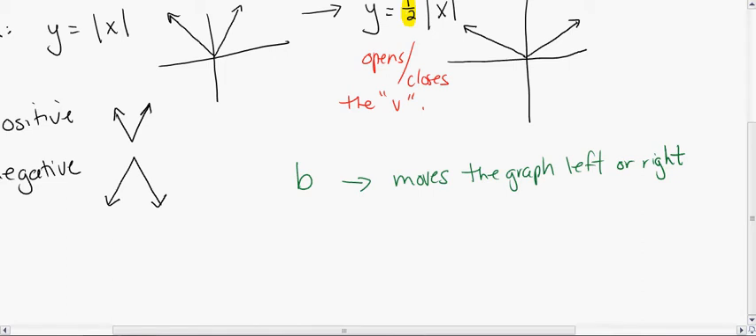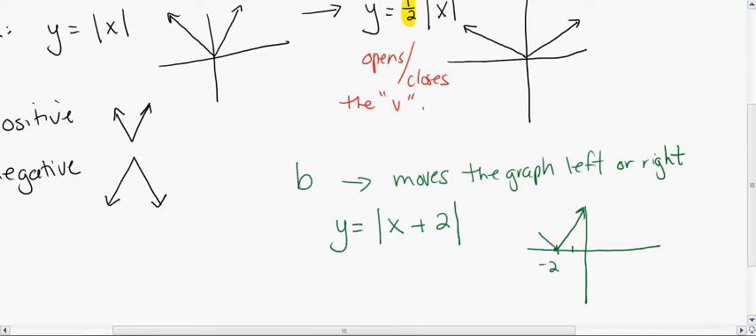So if you are adding, I'll give you an example of that one, y equals the absolute value of x plus 2. We would probably think, oh, it's going to be moving to the right 2, but in fact, it's moving everything to the left 2. So here's what the graph looks like. 1, 2, so there's a negative 2. So it goes in the opposite direction of what it's looking like. Here it's moving to the left 2.